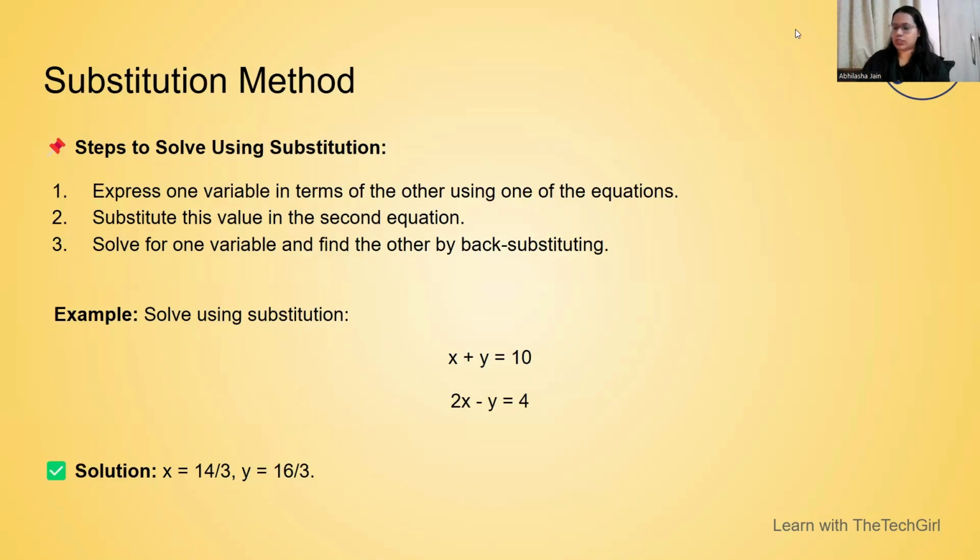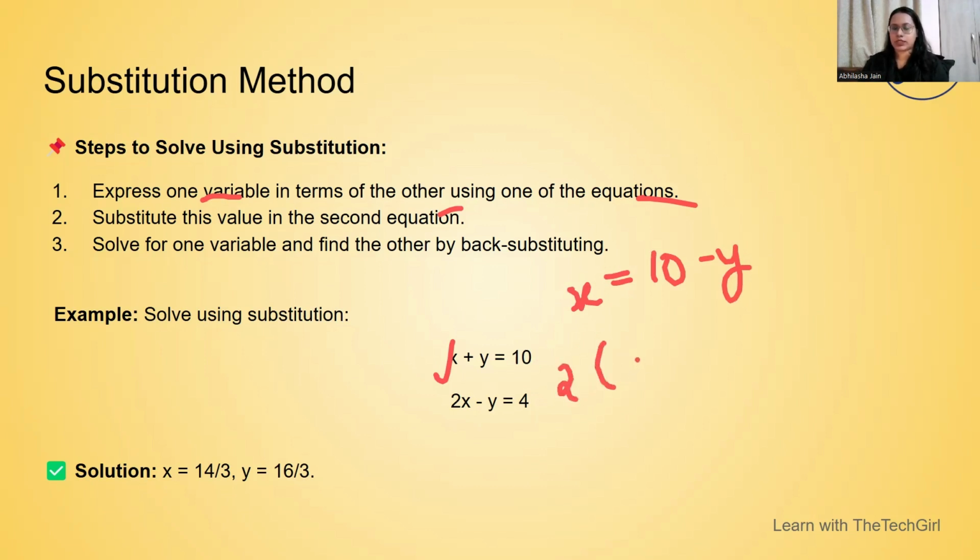Let's start with the substitution method. What are the steps to do the substitution method? We are going to express one variable in terms of the other using one of the equations. So we have these two equations: x plus y is equal to 10 and 2x minus y is equal to 4. So we can write x in terms of y as x is equal to 10 minus y. And then substitute this value in the second equation.